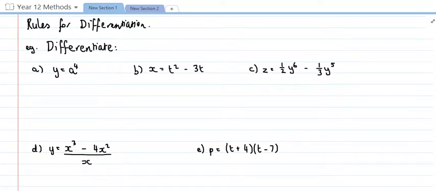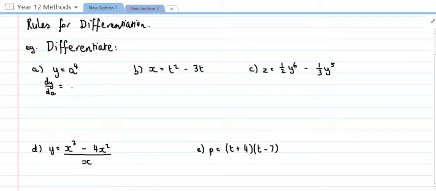Right, next I'm going to run through a number of different differentiation problems. The thing that I want to highlight here is that it's not always going to be f dash x, or it's not always going to be dy dx. We have to make it so it is relevant for the letters that we're using. So here we have y equals a to the power of 4. That means that my derivative should be written as dy dA.